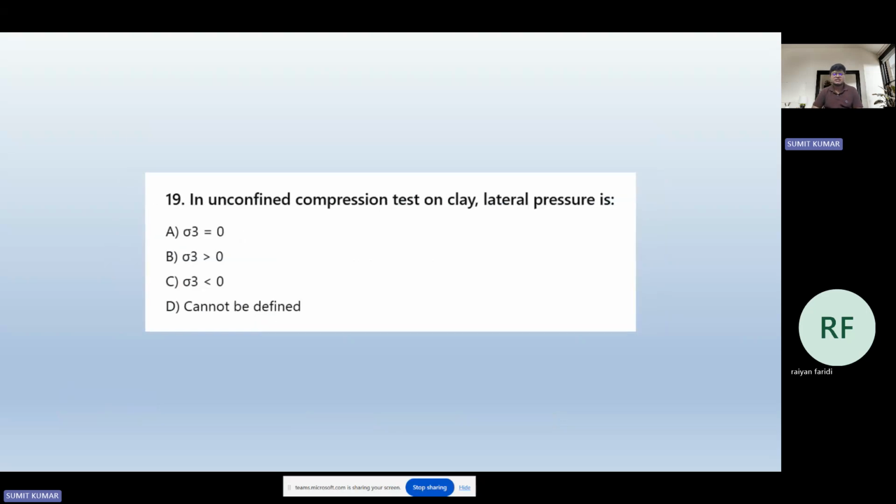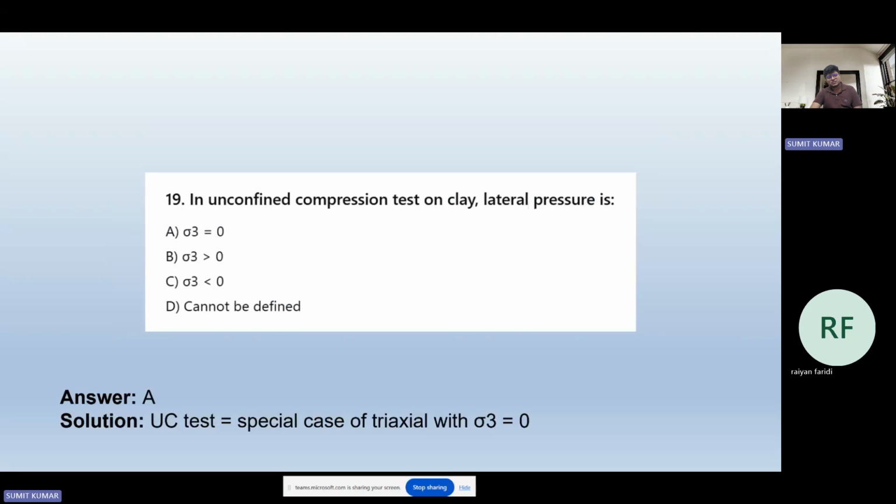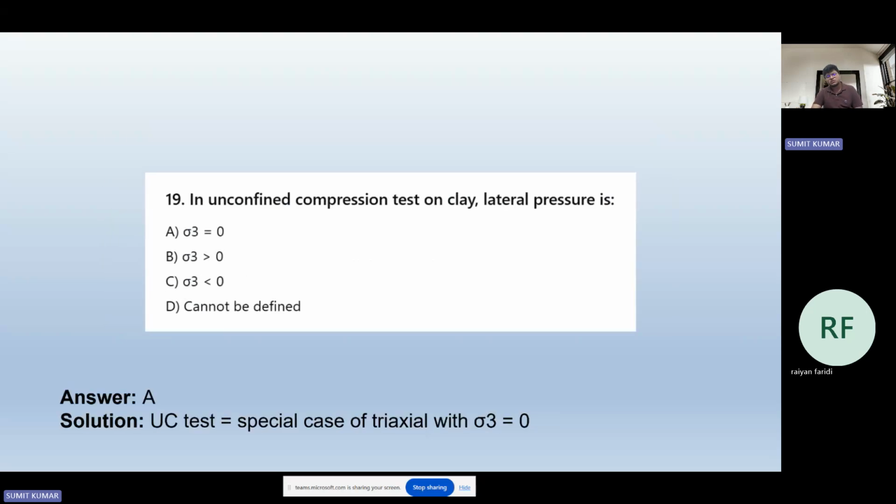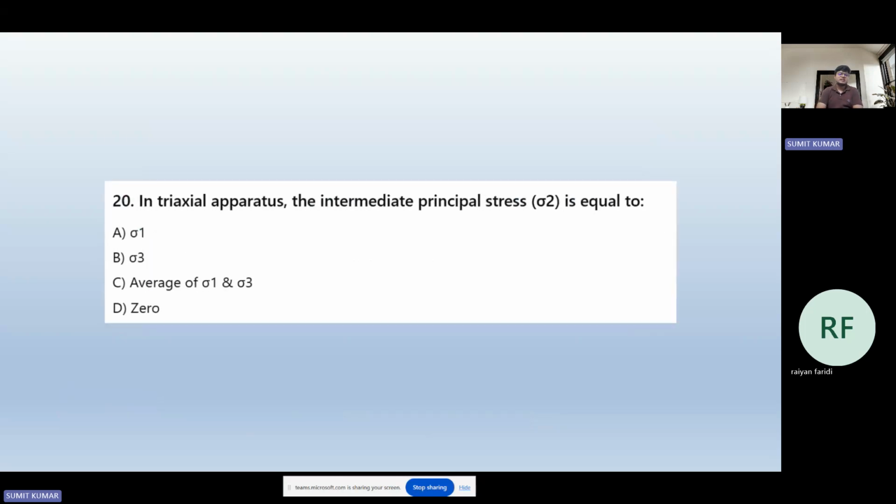Next part of the problem asks: in the unconfined compression test on clay, lateral pressure is 0, greater than 0, or less than 0. So it is always 0 in the UCS test, right? In the triaxial apparatus, that is also the limitation. Basically, we cannot apply confining pressure in the UCS test. Next question: in the triaxial apparatus, the intermediate principal stress sigma 2 is equal to sigma 3. Option B is the correct answer.